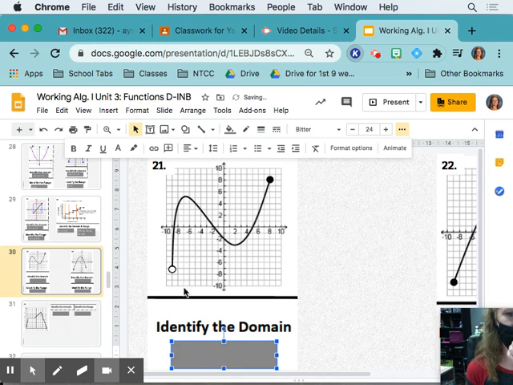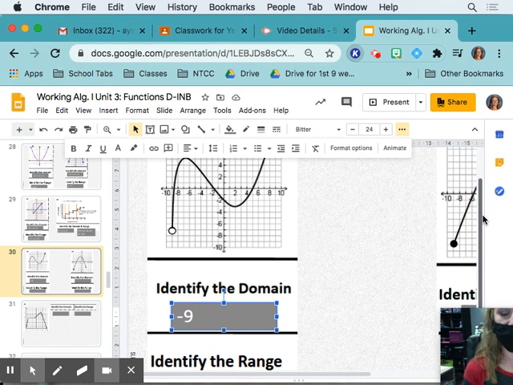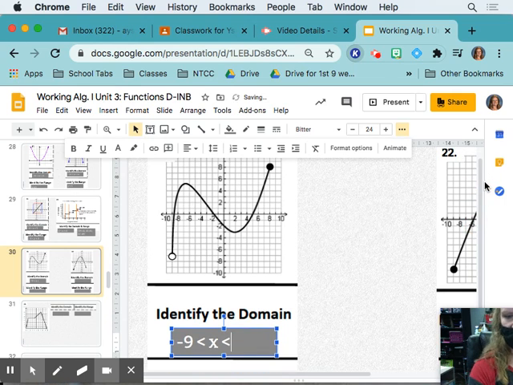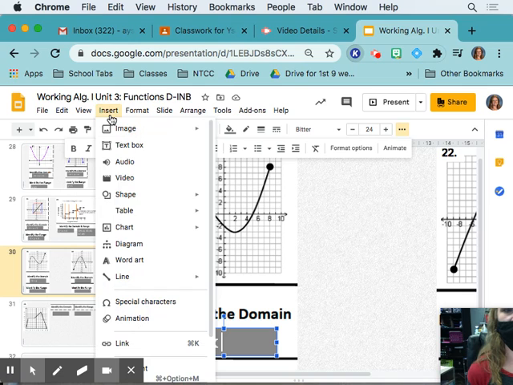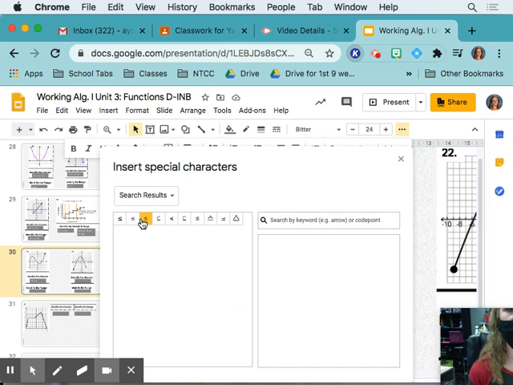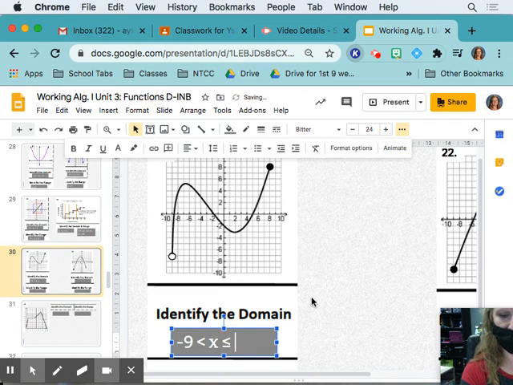So it goes from -9. And -9 is an open circle, so it's not included. So we would use a less than symbol. X is the variable. And then it goes to 8 and it is included. So that'd be a less than or equal to symbol. So insert, special characters, less than or equal to, and it is +8. So -9 to +8.